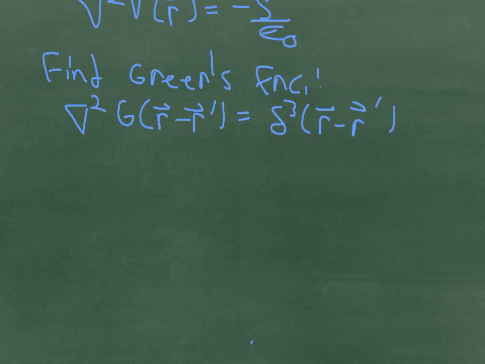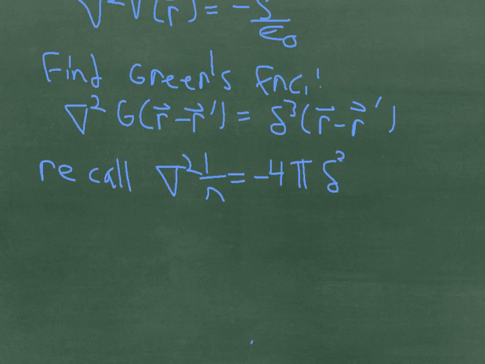Believe it or not, we actually already know the answer to this. You saw this last semester, so I'll just put: recall that del squared of 1 on script r is equal to minus 4 pi delta function of script r. Remember this is the script r, so script r is just shorthand for r minus r prime. I'm not going to rederive that here, but we can justify that last step.